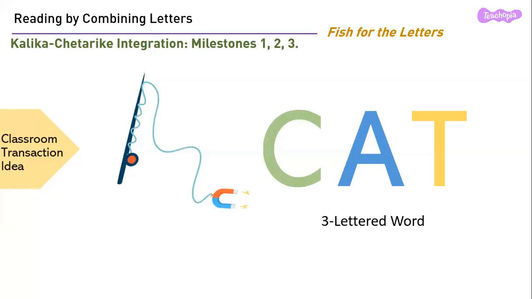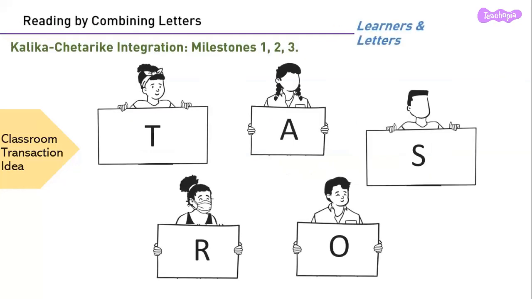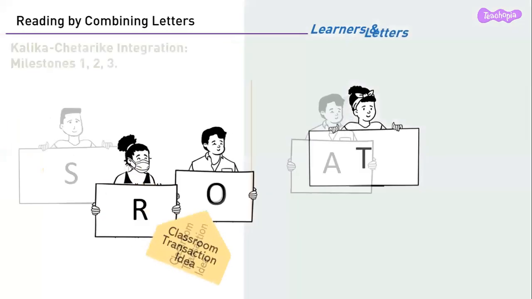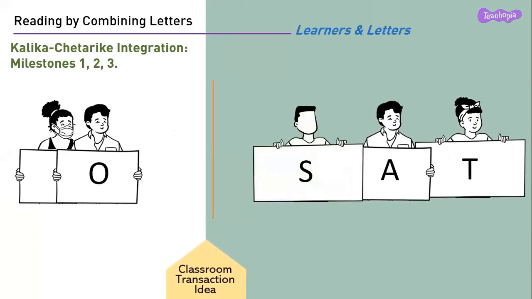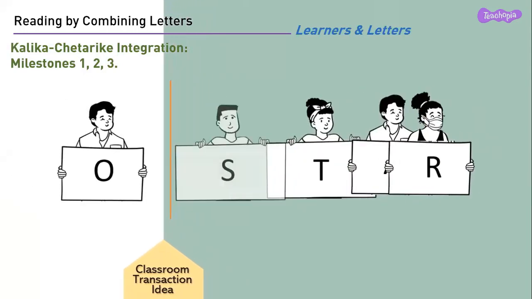A more kinesthetic idea could be making the learners assume themselves as one letter each. On the teacher's cue, the learners have to group together to form two-lettered words. The teacher can then ask the learners to create a three-lettered word to which the learners can rearrange themselves to form a three-lettered word and can also be followed by a four-lettered word.